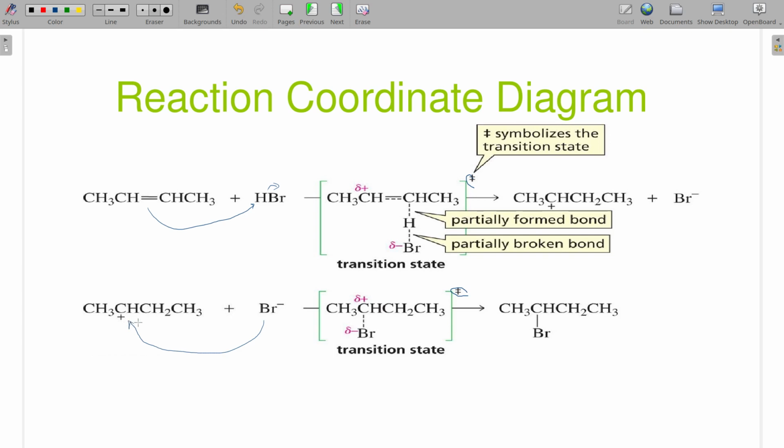Before, we showed the bromine attacking. Well, instead of actually drawing the arrow, we're drawing the transition state where the bromine is literally right there, and we're showing that new bond forming.